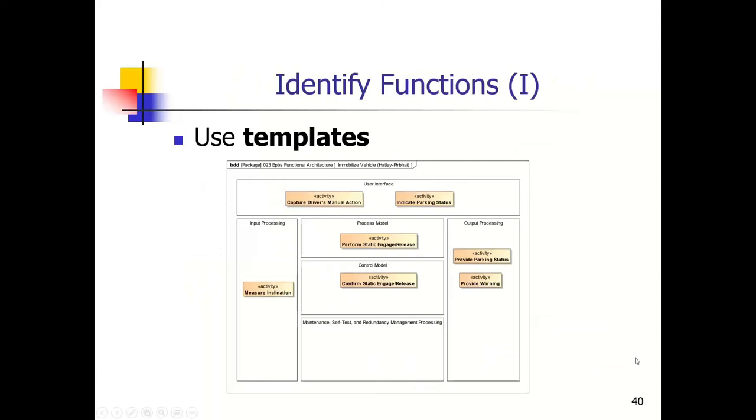So once we have that clear, is there any help to allow us to identify in an easier way this kind of transformation? And the answer is yes, you can look for templates in the literature, like this one from Hatley and Pirbhai, that is for real-time systems. And they classify functions as user interface, process control, input and output processing, and maintenance.